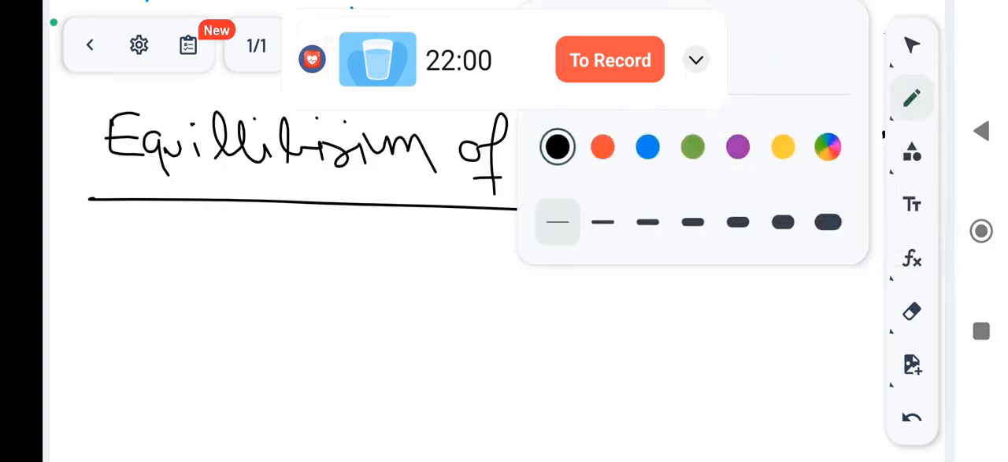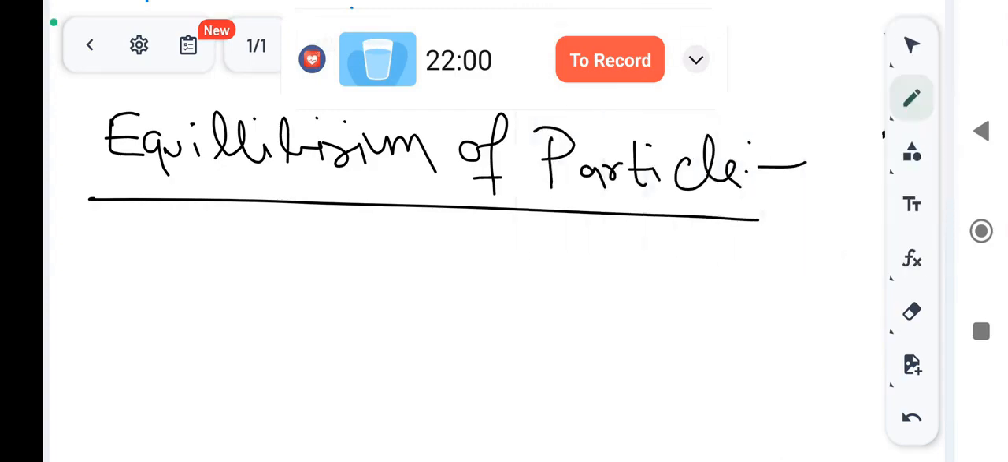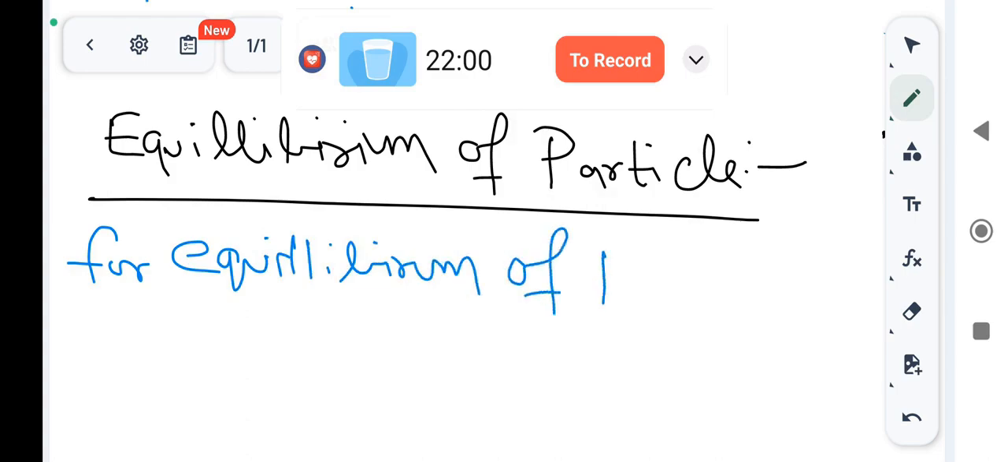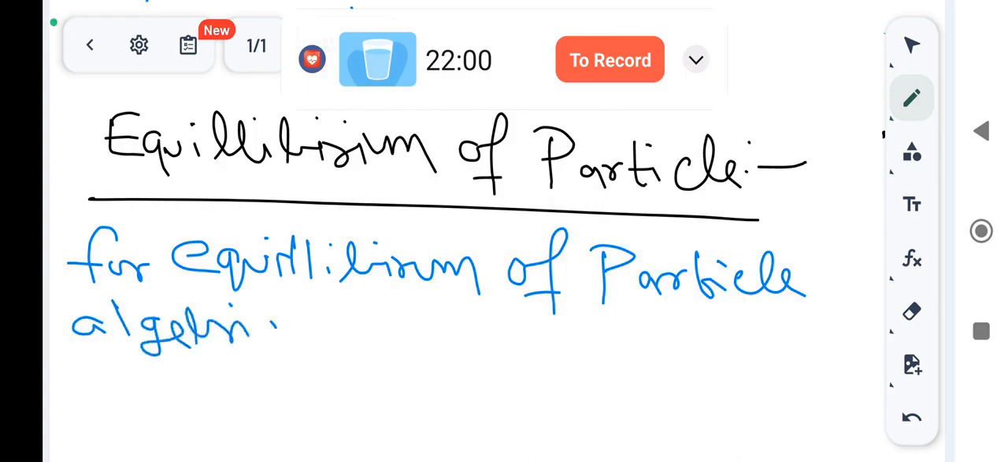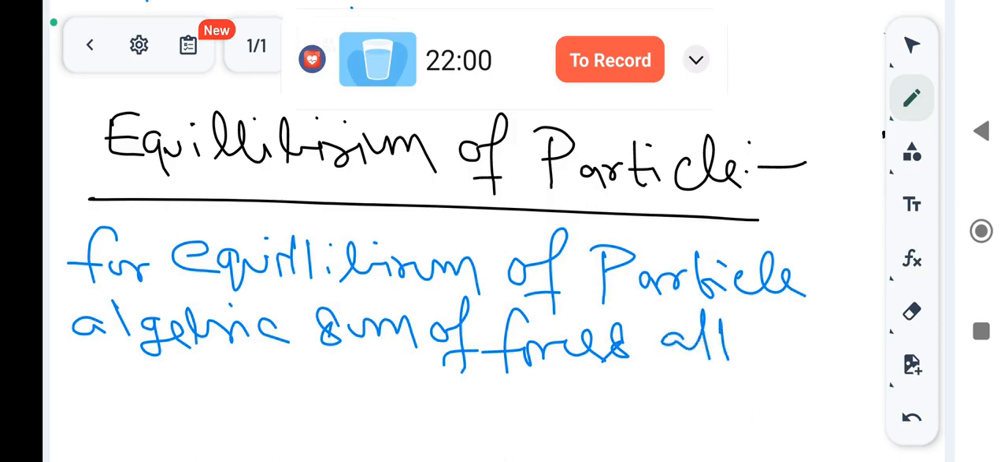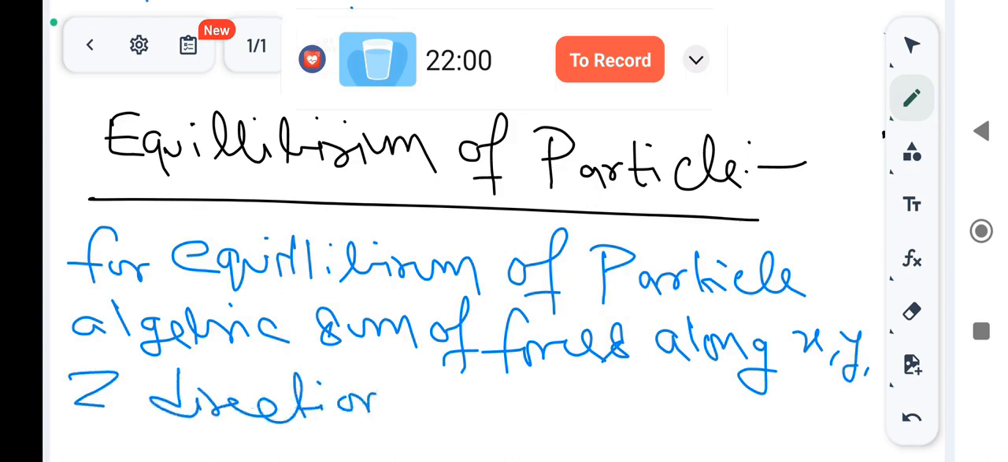For equilibrium of a particle, what is the concept? For equilibrium of a particle, the algebraic sum of forces along the x, y, z direction is 0.